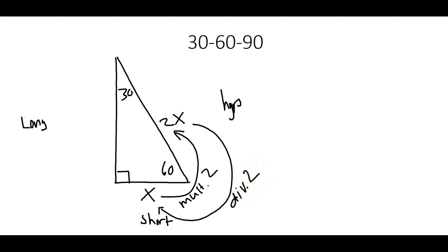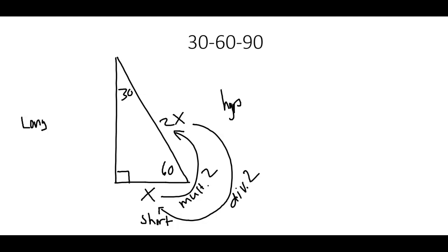Okay. So if you're ever working backwards, you divide. So if you're going from short to hypotenuse, you multiply by 2. And if you ever go from hypotenuse to short leg, you divide by 2. All right. Now, what about the long leg, though?